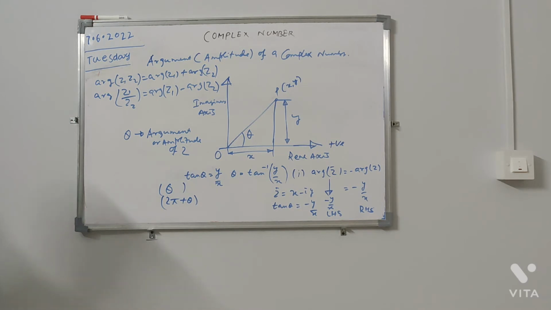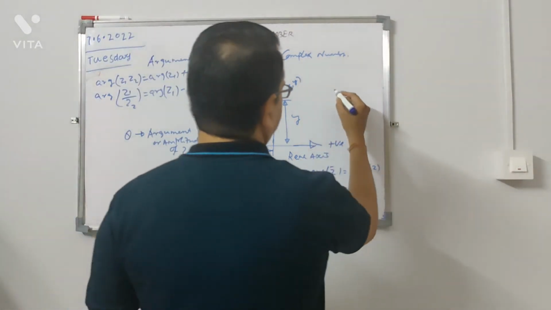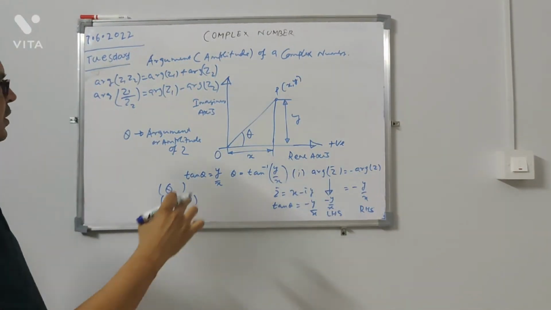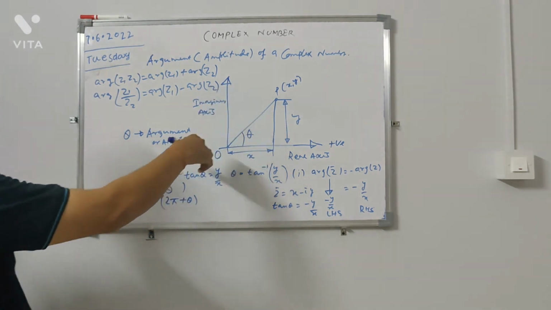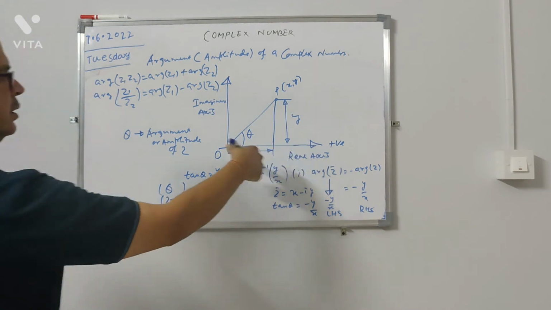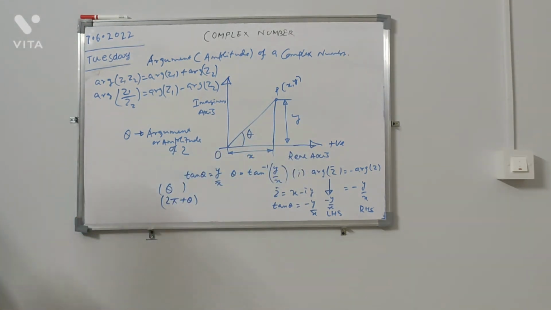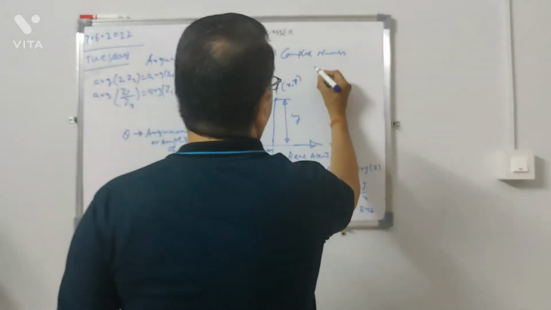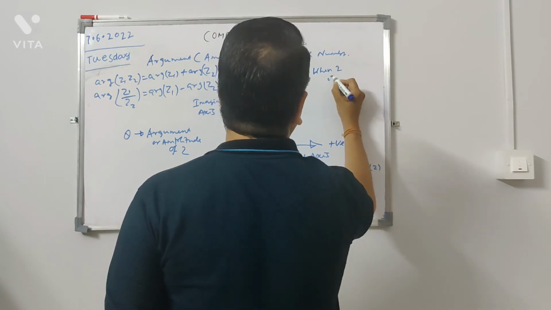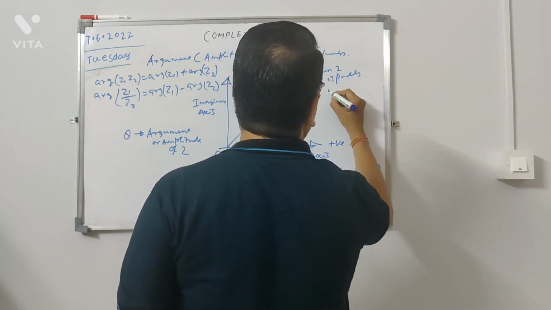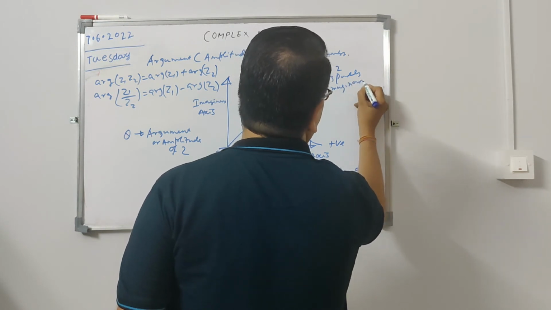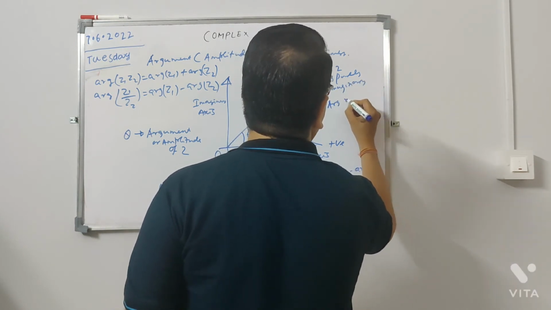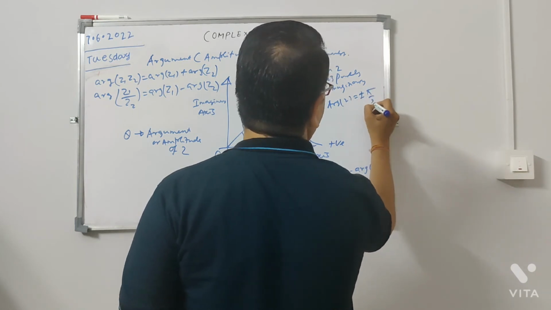If z is purely imaginary, then argument of z is plus or minus pi by 2. If z is purely imaginary, that means there is no x. So the angle it will make with the positive x-axis is pi by 2 only, because there is no real part. So when z is purely imaginary, theta will be 90, and your argument of z is equal to plus or minus pi by 2.